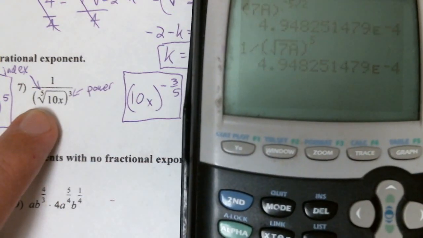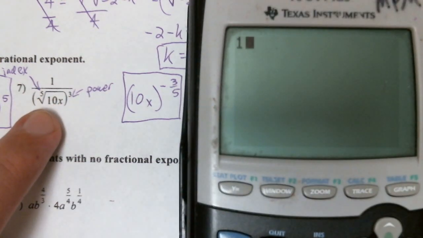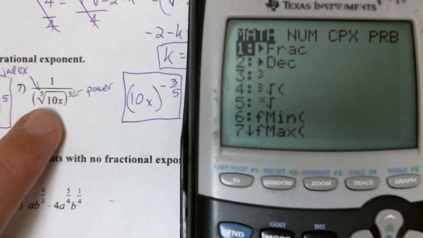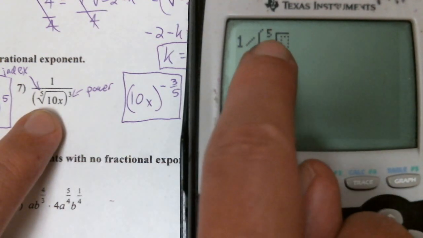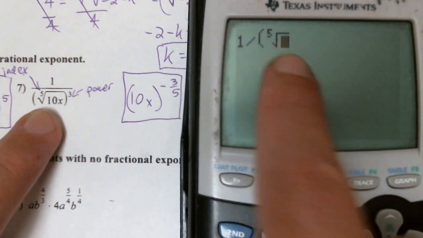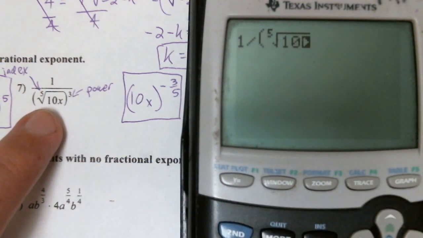So if I want to go back and type this into my calculator, I've got to do 1 divided by, all right, parentheses, I want the fifth root. So I've got to press 5 and then go Math, select this option. And now you see my calculator puts the index of 5. Now I'm taking the fifth root of 10x.